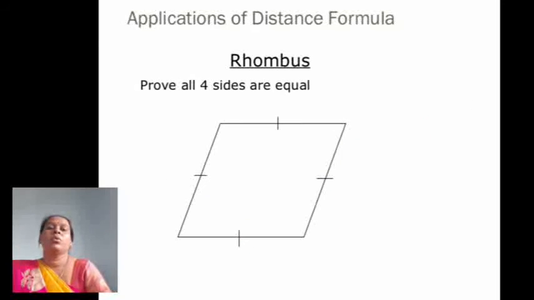Similarly, how to show the given points form a rhombus? For a rhombus, you have to just show all 4 sides are equal. A, B, C, D, all 4 points are given. Then you have to show AB is equal to BC is equal to CD is equal to AD. If all 4 sides are equal, then you can say that it is a rhombus. Very simple work for a rhombus.